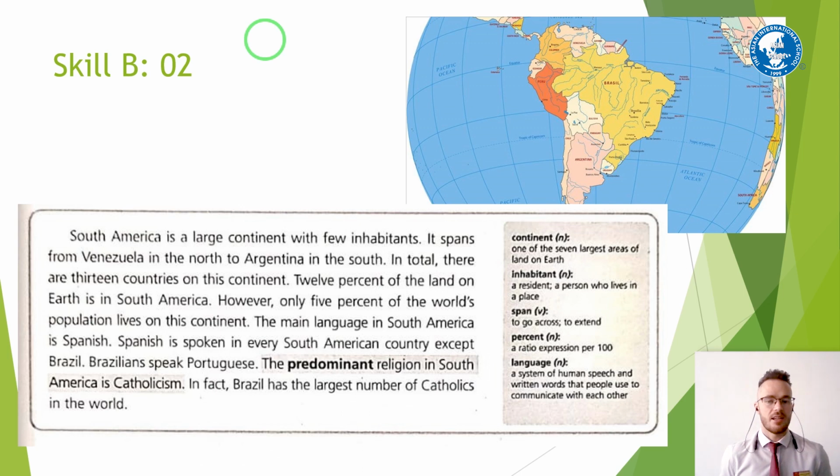South America is a large continent with few inhabitants. It spans from Venezuela in the north to Argentina in the south. In total, there are 13 countries on this continent. 12% of the land on Earth is in South America. However, only 5% of the world's population lives on this continent.